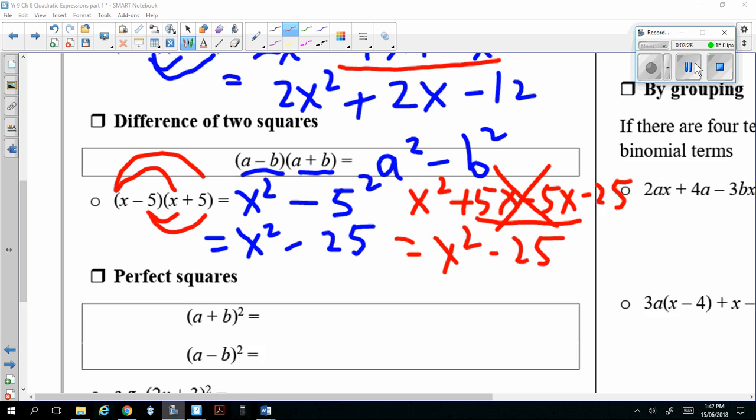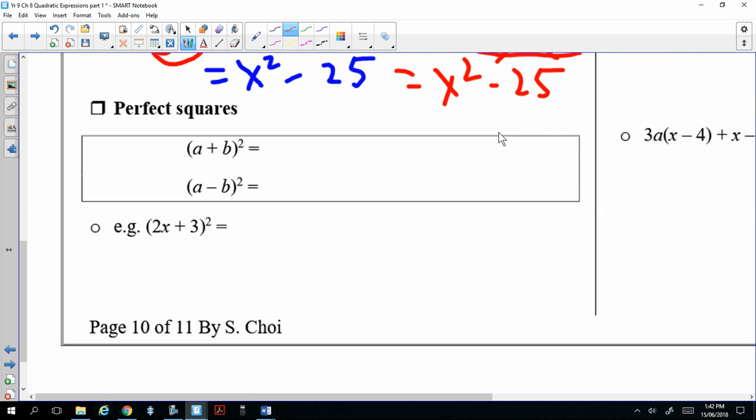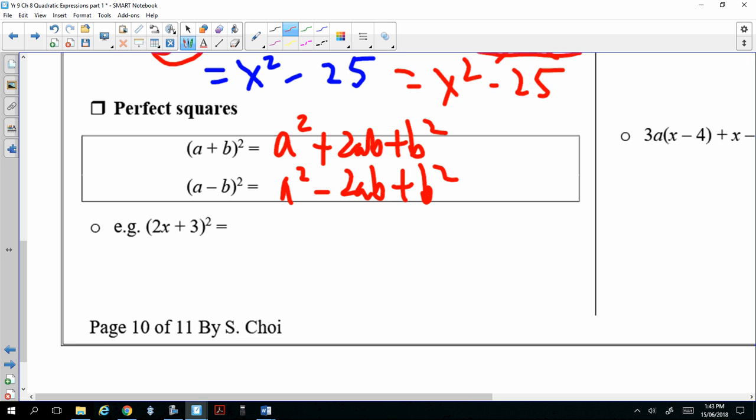Okay, perfect squares. What are perfect squares? You have these formulas. a squared plus 2ab plus b squared. And the other one is a squared minus 2ab plus b squared. So we're going to use this formula to do the first question. Well, if you don't get it, just write this down.